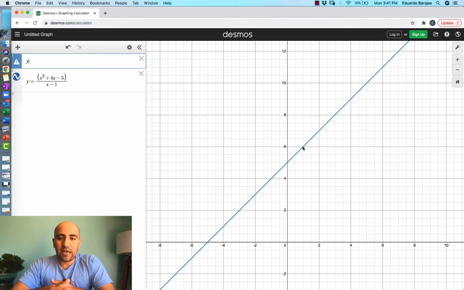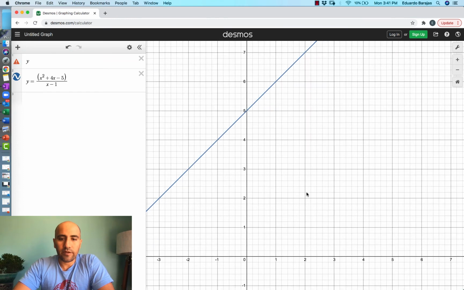And we can see that as x approaches 1, as the input values approach 1, the output values approach 6. Let's see if I can, there we go, that's better. As x approaches 1, the output values are approaching 6, right? So it confirms what we got from our equations.